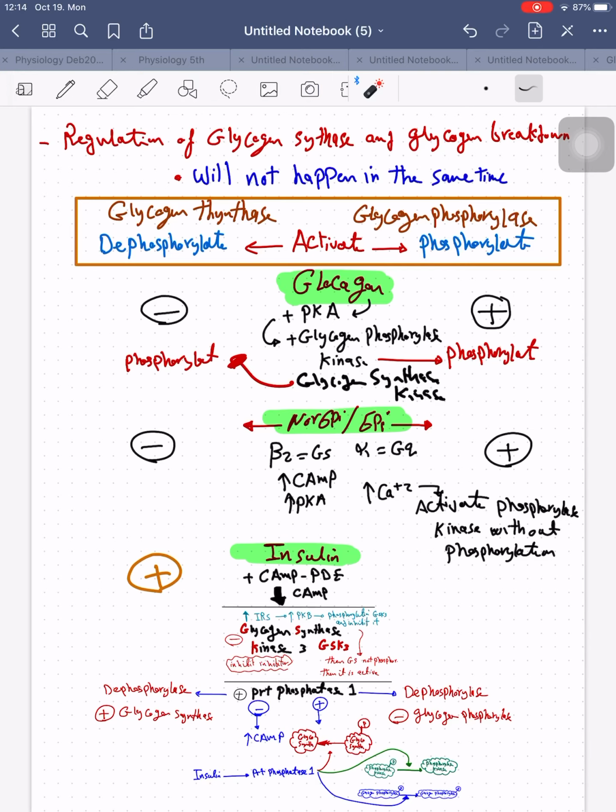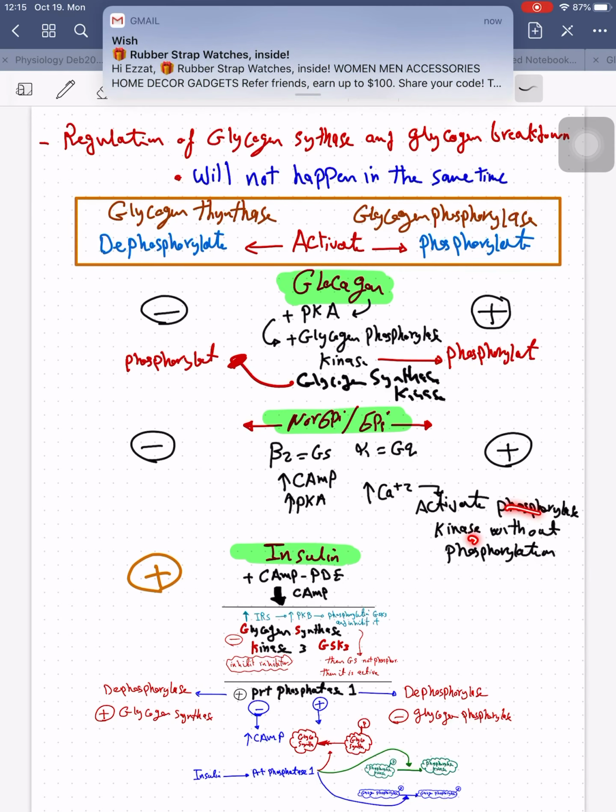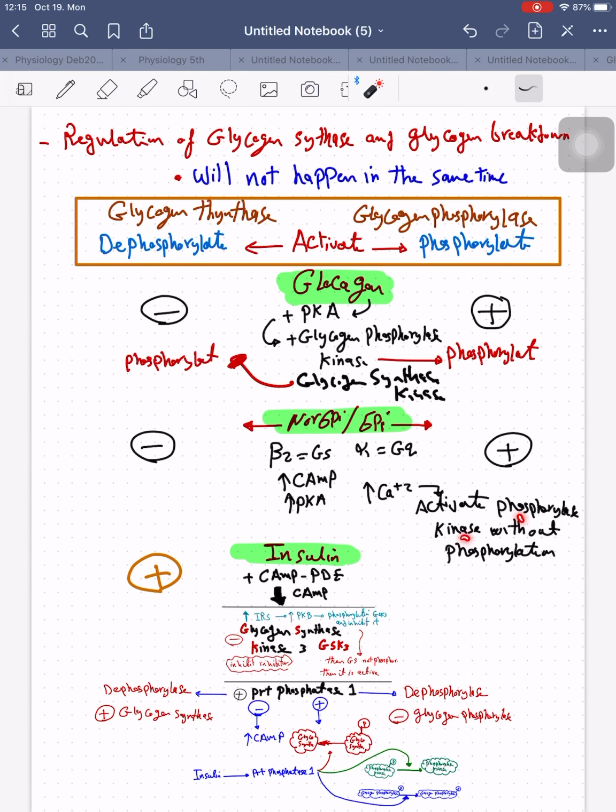Calcium itself can activate phosphorylase kinase, even if there is no phosphorylation for it. So they activate phosphorylase kinase without phosphorylation. What happens if you activate phosphorylase kinase? Simply, phosphorylase kinase will activate glycogen phosphorylase.